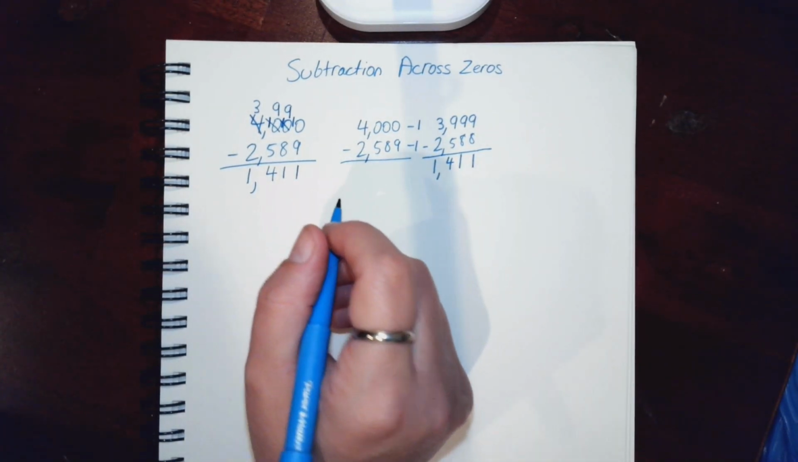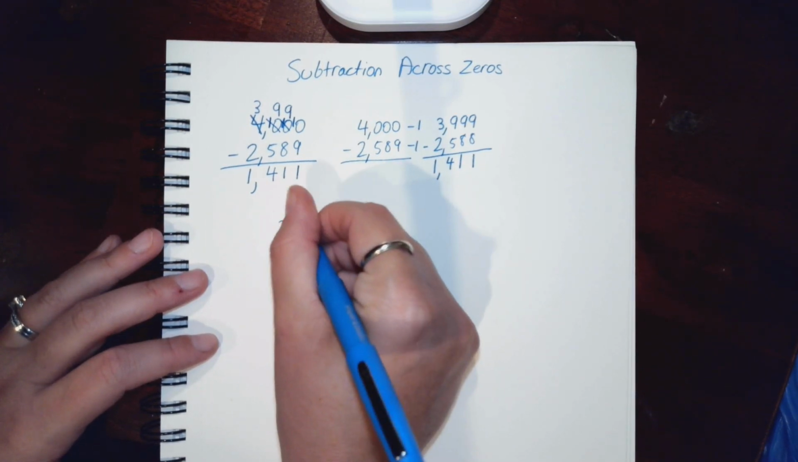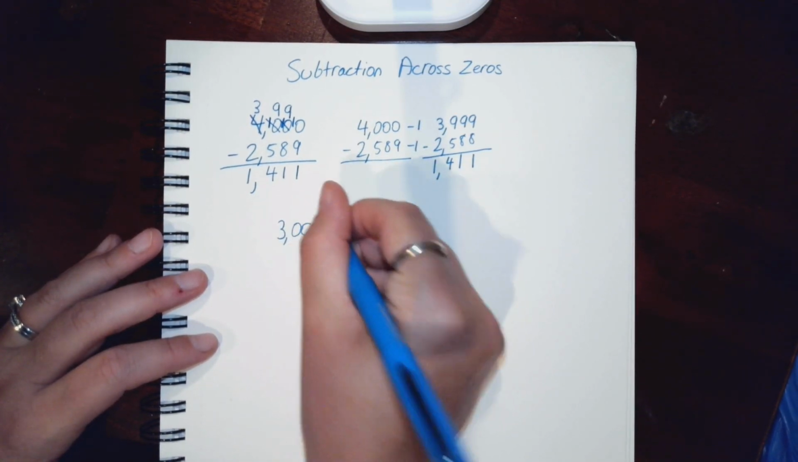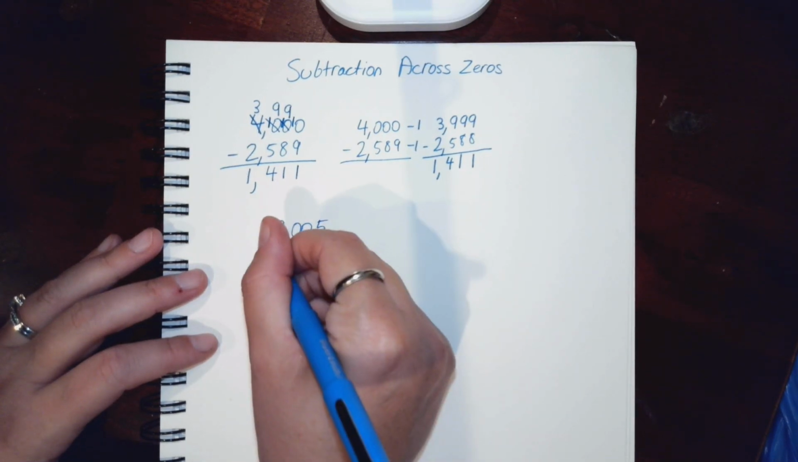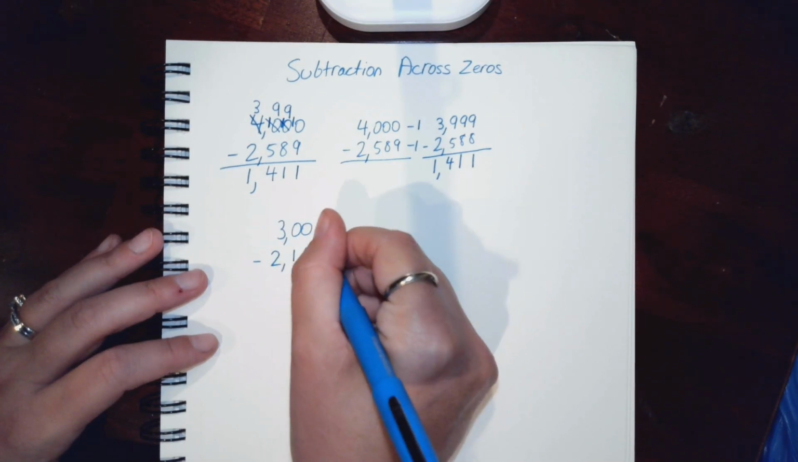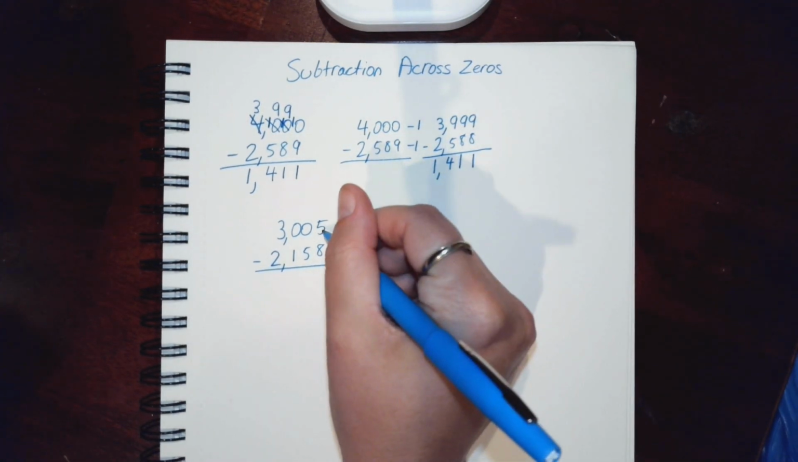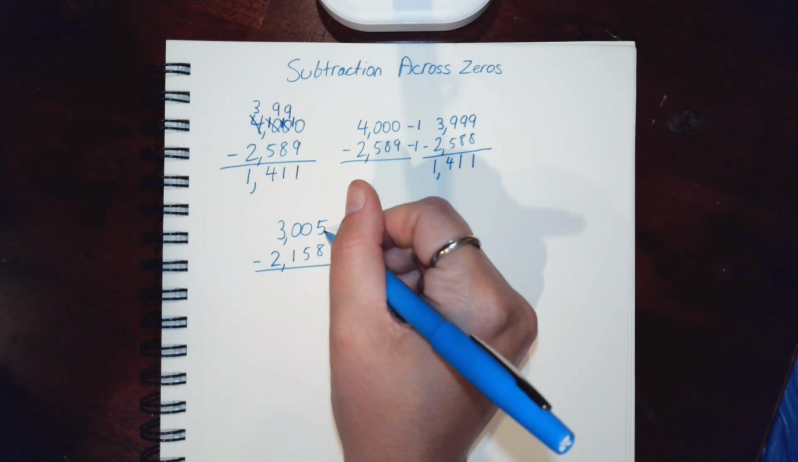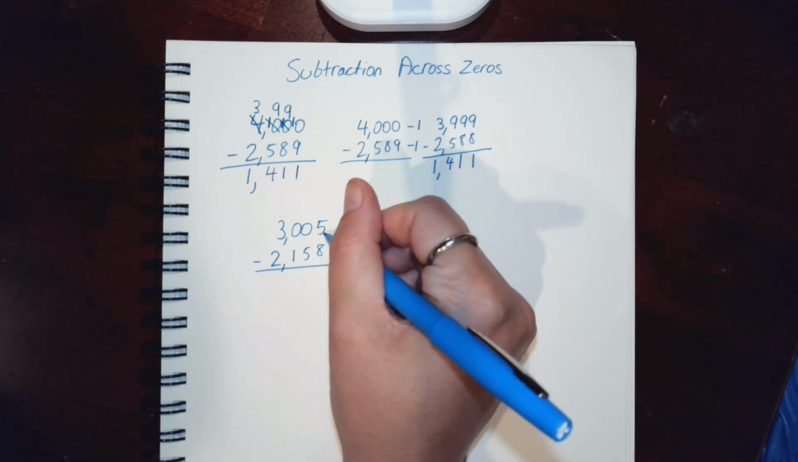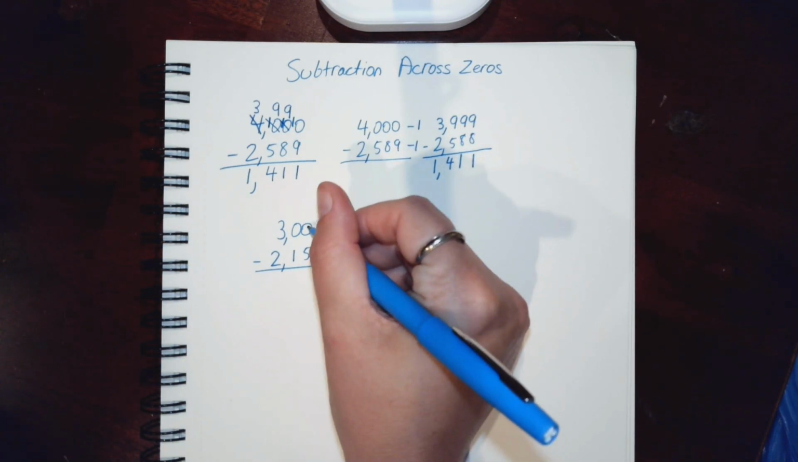So let's do another one where let's say it's 3,005 minus 2,158. Okay, so you're going to be looking at the same steps as if there was a 0 here, but instead I have 5 ones here. So I do have 5 ones, and I want to take away 8 ones. I can't do that, so I go to my tens to help me. Well, my tens don't help me because I have 0 tens.